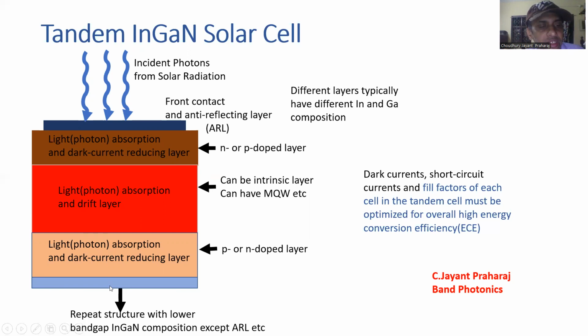Now, when we repeat these structures, we have to interface these subcells, and then we need to make sure that there is good interfacing so that there is minimum voltage drop at the interfaces of these subcells. So that is a design consideration that needs to be kept in mind, and that typically involves what are called tunnel junctions that we need to optimize in order to get good tandem indium gallium nitride solar cell designs.